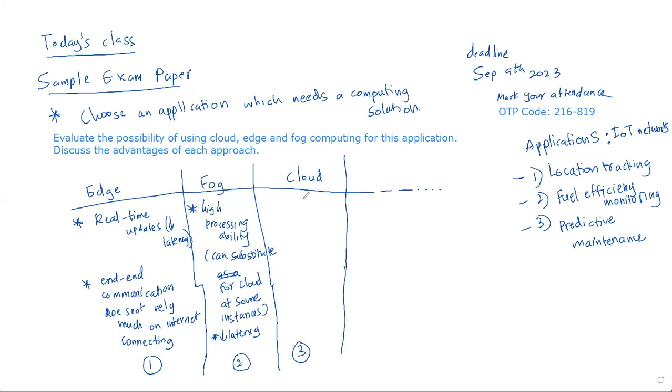So fog computing is also a good substitute for cloud computing in scenarios where we cannot handle large volumes of data in our network, and we need to process those data as quickly as possible. So fog computing can handle that.